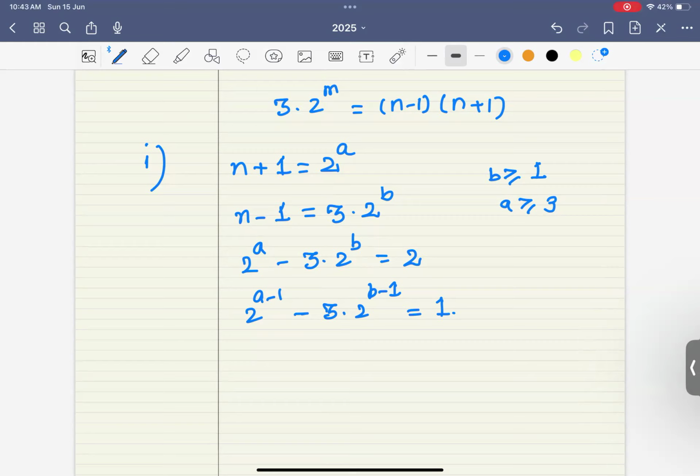Right. Now, the argument here is that, come to think about it, since a is greater than or equal to 3, this number is still a positive integer, which means that this is still even. And if this number is positive, this will also become even, and even minus even can't be 1 because 1 is odd. So that tells you that this number must be odd. And for this number to be odd, b must be 1.